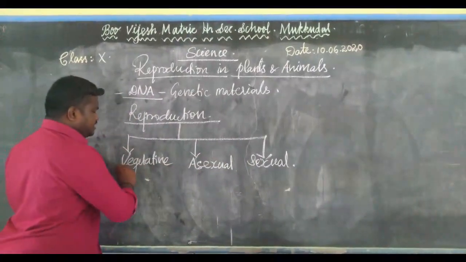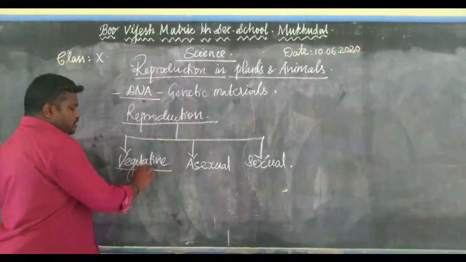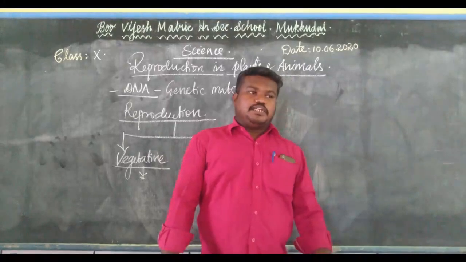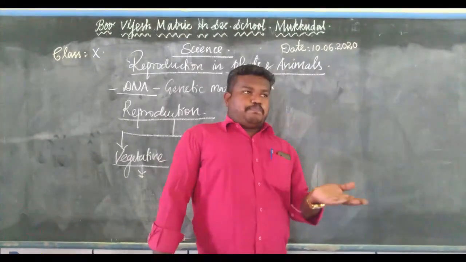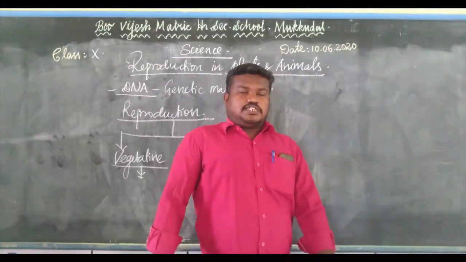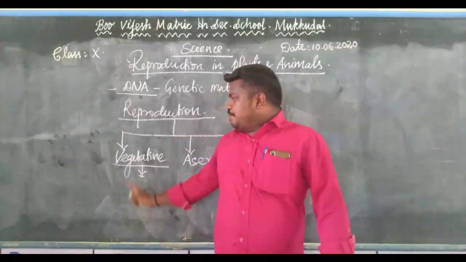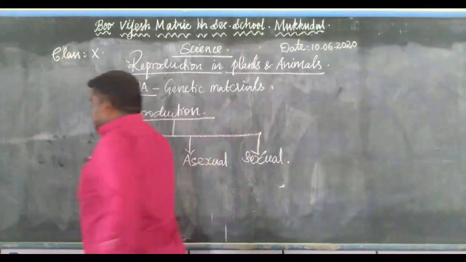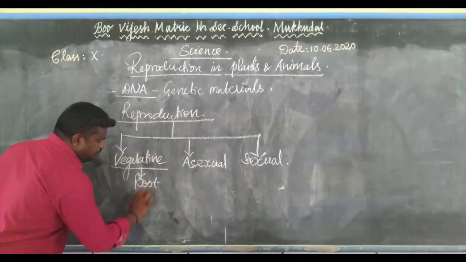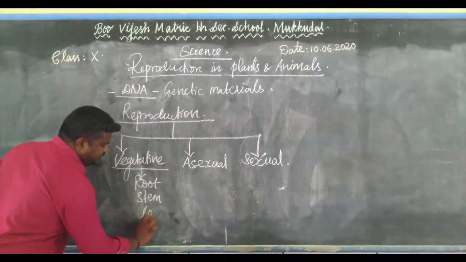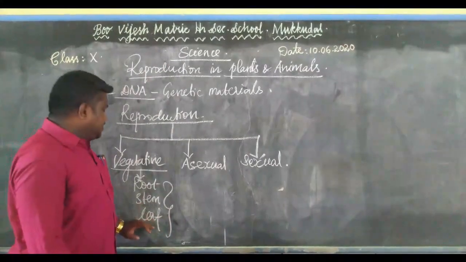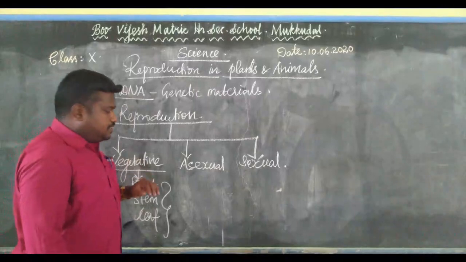So first we'll see vegetative reproduction. Vegetative means the body parts of the plants or animals produce their offspring. That is known as vegetative reproduction. For example, the body parts of the plant like root, stem and leaf produce the new young ones. That is known as vegetative reproduction.